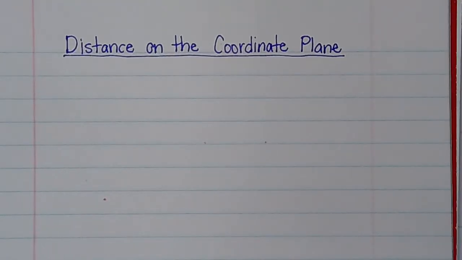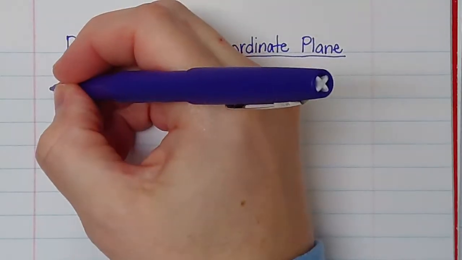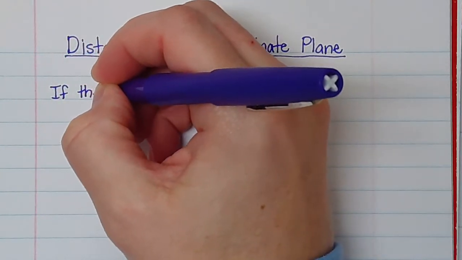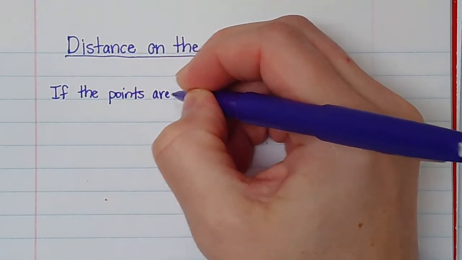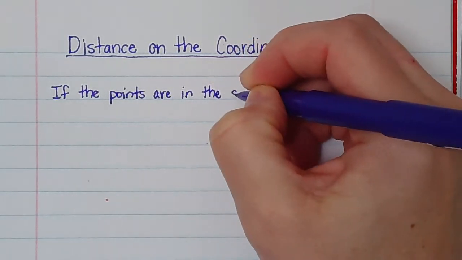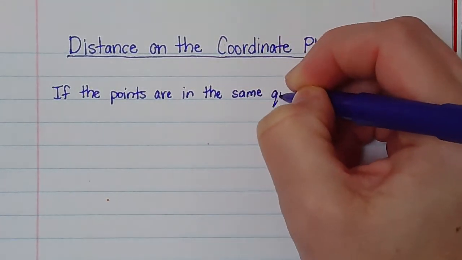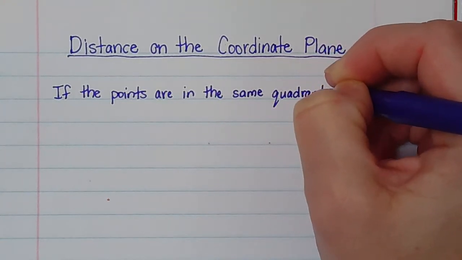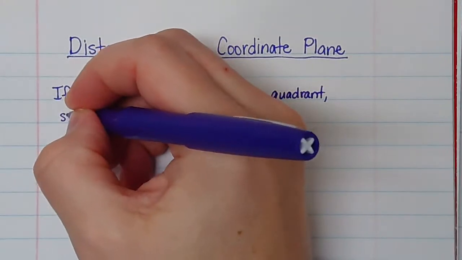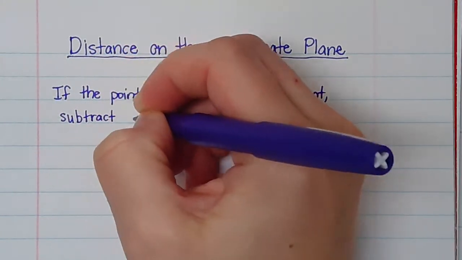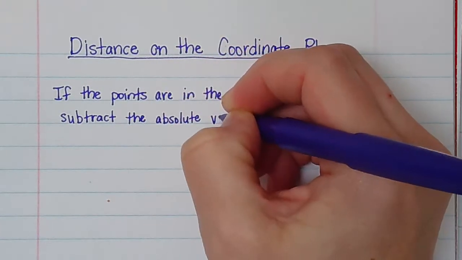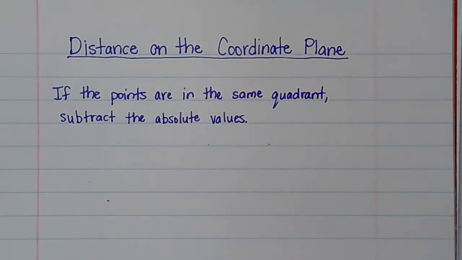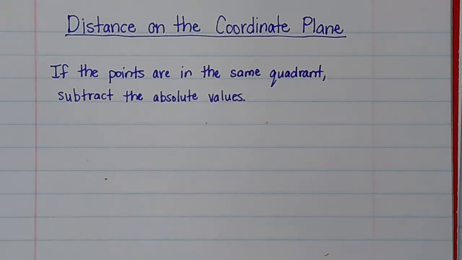All right, so yes, you could count your squares and find the distance, but there is a different way to do it. If the points are in the same quadrant, subtract the absolute values. Okay, I'm going to do an example, of course, but let me just write the next sentence.